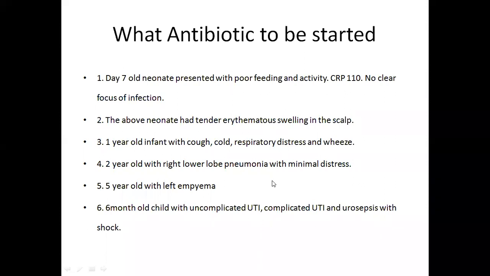If the child is able enough to take oral antibiotics, there is no point in giving IV antibiotics, even if the CRP is 150-200. It especially holds good for scrub typhus. In scrub typhus, your CRP will be 250-300. But if you give oral doxy for one day, the CRP will come down and the fevers will subside.